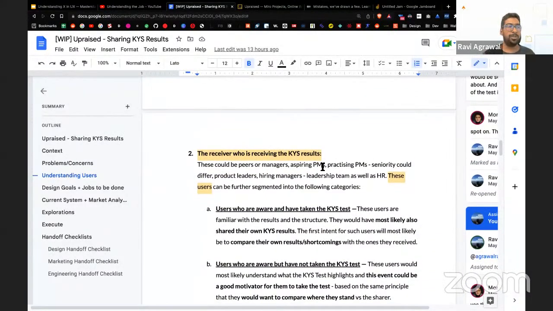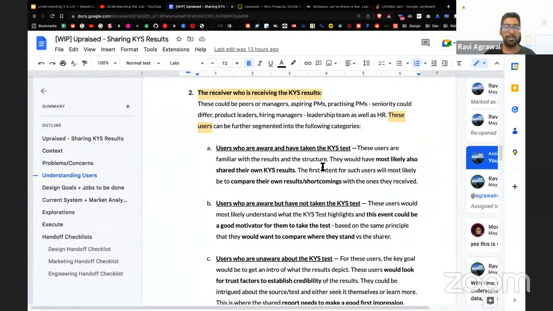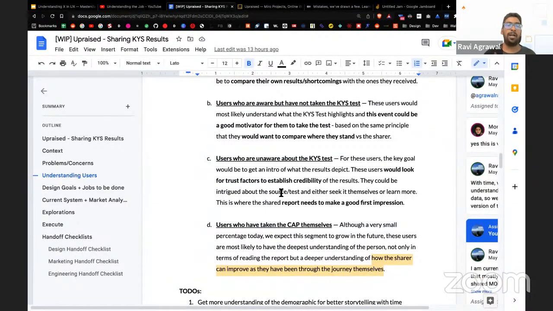Then on the other hand, the user group is someone who is receiving the results. So what are going to be the personas, or segments, of these users, right? Users who are aware and have taken the KYS test already. If the receiver is someone who has already taken the test, that's one group, right? Users who are aware, but have not taken the test. That is the second group. Third group is people who are unaware about the test altogether. And fourth group is someone who has gone through the CAP program themselves.